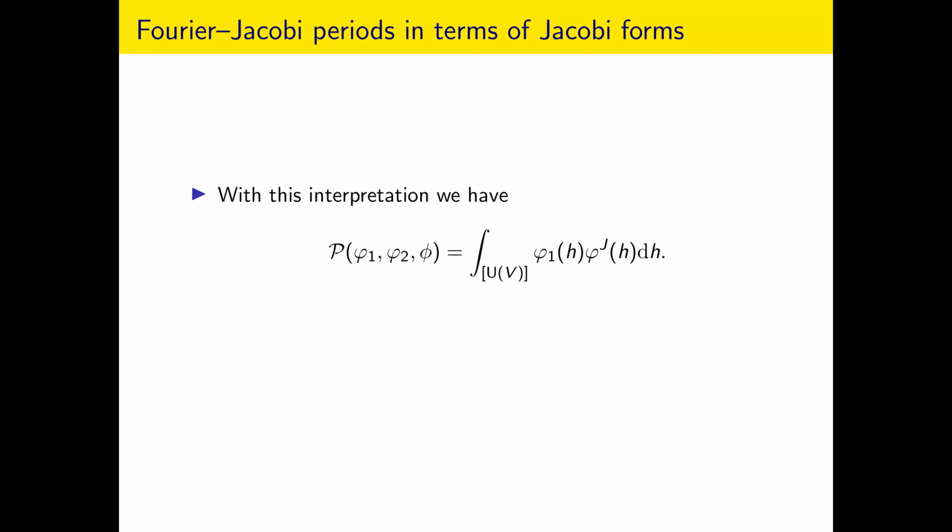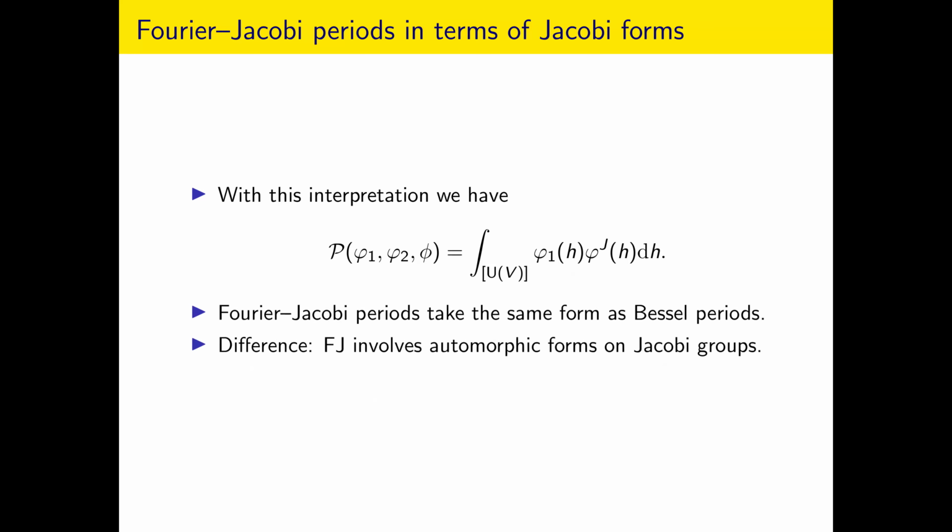So once we have that, then the Fourier-Jacobi period, we can write that in terms of the Jacobi forms, and it's just like this. We take a Jacobi form, restrict that to U_n, and then integrate that against a cusp form on U(V). So in this way, the Fourier-Jacobi period takes exactly the same form as the Bessel period. And the only difference is that, well, for the Bessel period, we're taking a U_{n+1} and restricting that to U_n. But for Fourier-Jacobi forms, we're taking a Jacobi group and a Jacobi form, and then restrict that to U_n. So they're essentially the same. Well, sorry, I'm not saying that they are the same. I'm just saying that they take the same form.